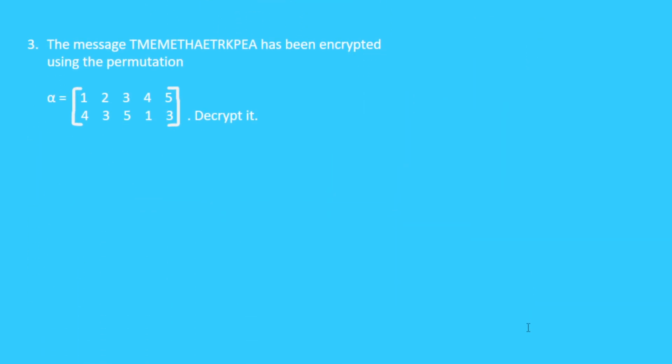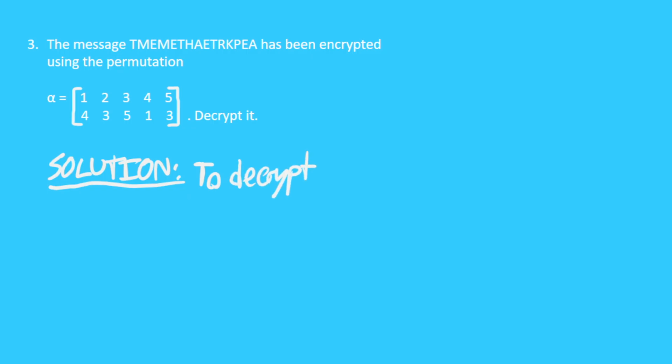So for problem 3, we have the message, T, M, E, M, E, T, H, A, E, T, R, K, P, E, A, has been encrypted using the permutation alpha, and we are asked to decrypt it. Okay, so how are we going to do this? Well, let's take a look at what we'll do. To decrypt the message, let's use alpha inverse.